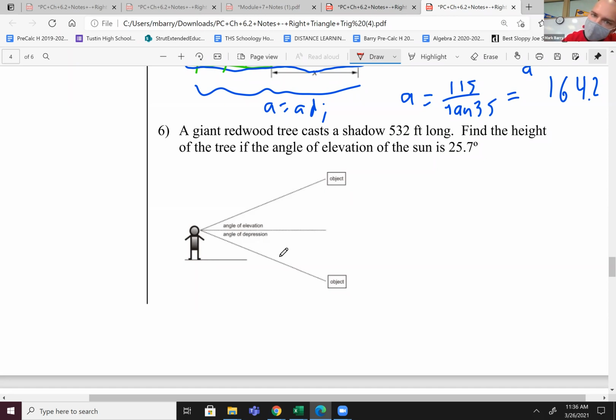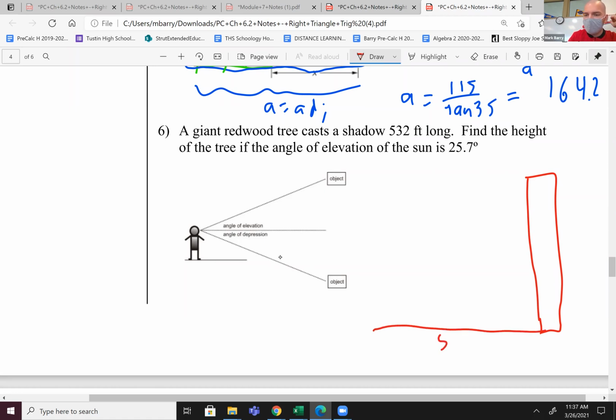Okay, so a giant redwood tree casts a shadow that's 532 feet long. So I'll draw a giant redwood tree, and by that I mean a rectangle, because I can't draw. So it casts a shadow that is 532 feet long. Now I know shadows kind of travel through the air, but at the point that you could measure a shadow, the shadow is on the ground. So whenever they give you a shadow length, that's always on the ground.